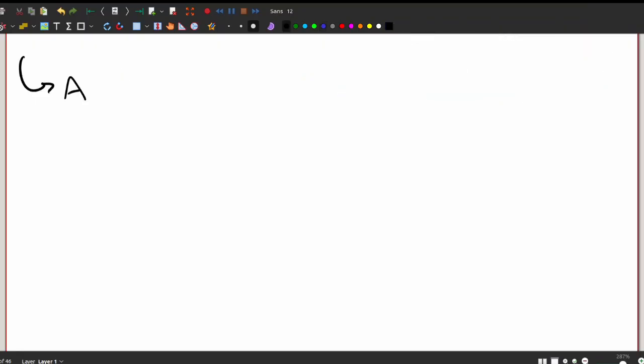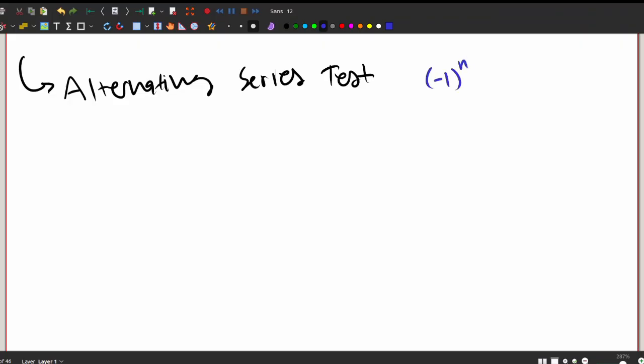Finally, there exists the alternating series test. Now, an alternating series is anything that has -1 raised to something n. So it could be -1 to the n plus or minus 1, 3, 5, whatever. Whenever you see a term that looks like this, know that your series is going to be alternating, and then you will most likely be using this test.